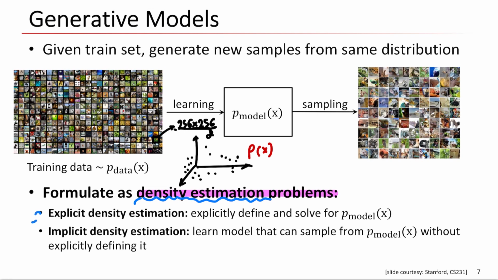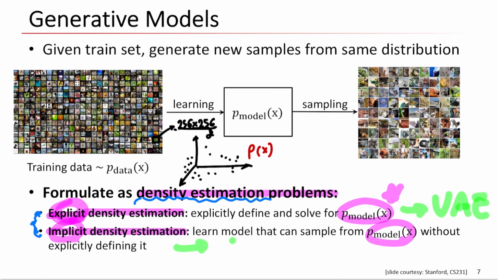There are two kinds of possibility. The first one is explicit density estimation, which explicitly defines and solves for the p model over x. In this case, we explicitly model this probability, but in some cases it is really hard to model this probability. So we need implicit density estimation, which learns a model that can sample from the p model of x without explicitly defining it. To summarize, the explicit case will be the VAE, the variational autoencoder, and the implicit case will be the GAN. So today we will discuss two kinds of things: the VAE case and the GAN case.